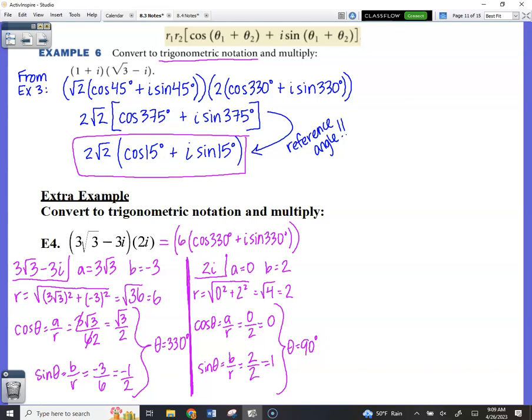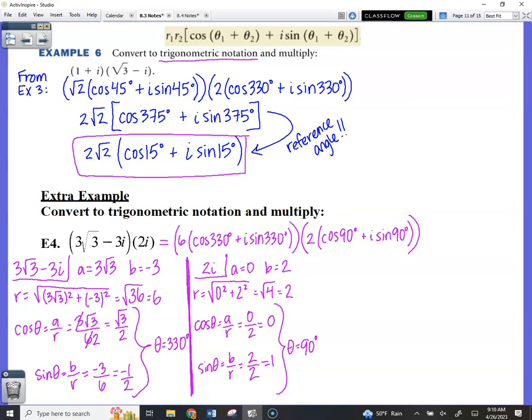So now I'm going to come right up here, and next to this, I'm going to put really big parentheses, and I'm going to rewrite this complex number in my trig form. So that's r cosine 90 plus I sine 90. Now, if the directions had said convert to trig notation, I would be done. But they say convert to trig notation, then multiply.